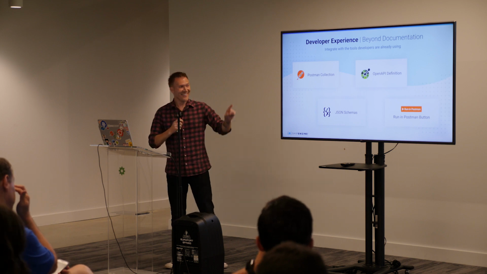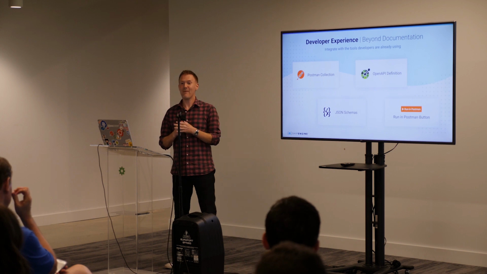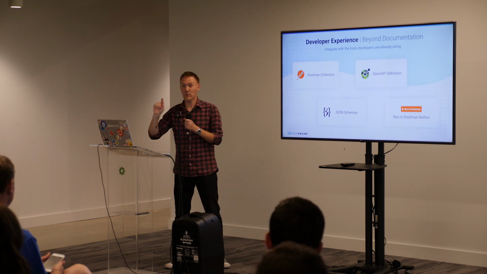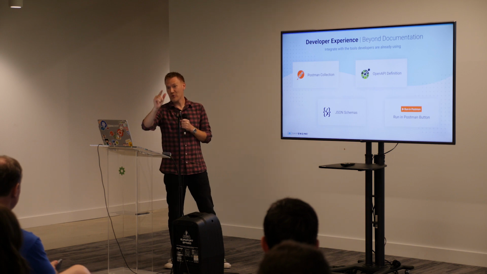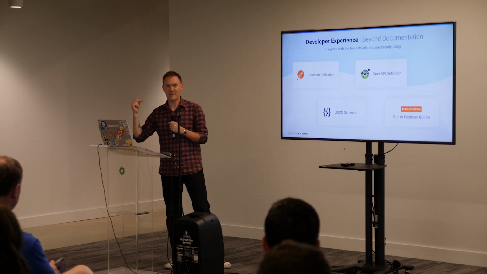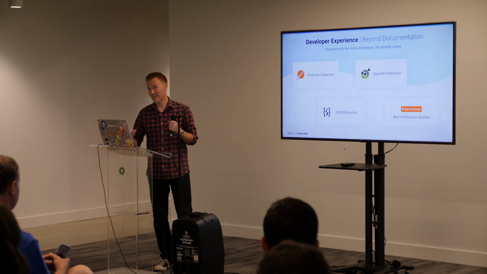Even better than that, the Run in Postman button has an API of its own, so you can do things like customize it. So now imagine personalization. You click the Run in Postman button, it not only downloads the collection, but it's a collection that has your API key already in it. So you can just immediately start making calls using your actual data. Really cool feature.